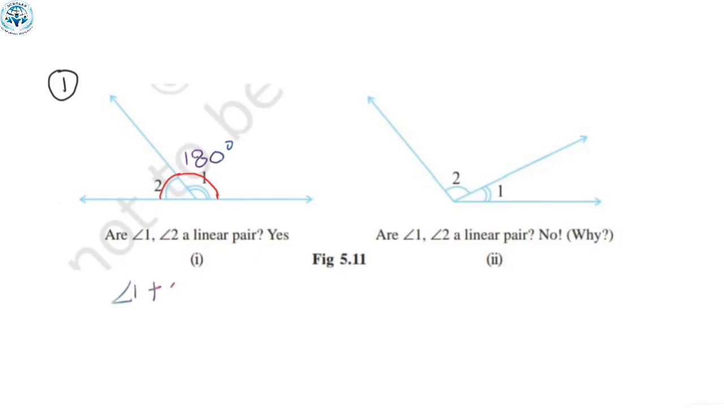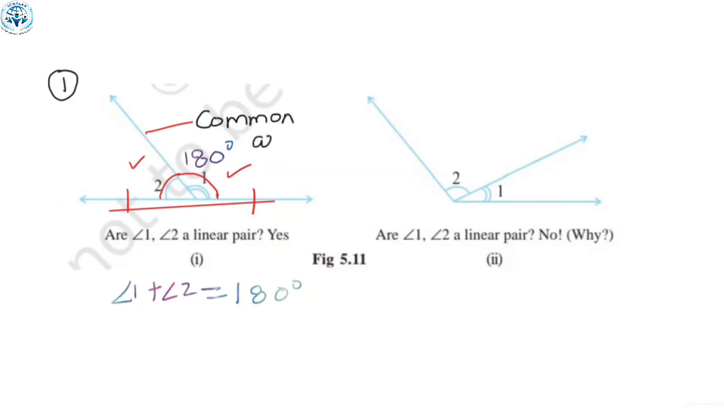One is a common arm and the two angles 1 and 2 sum up to 180 degree. That means they are supplementary. This is a straight line. These two rays are extended on the opposite sides. All the conditions of linear pairs are satisfied. This is a common arm. Angles are alternate and the sum is 180 degree. All the linear pairs are supplementary, that means they sum up to 180 degree.